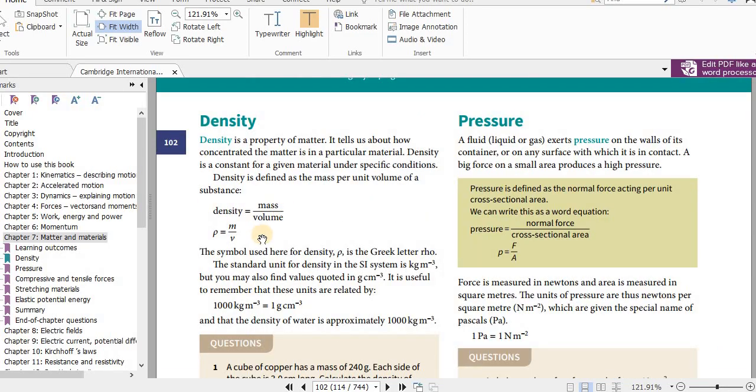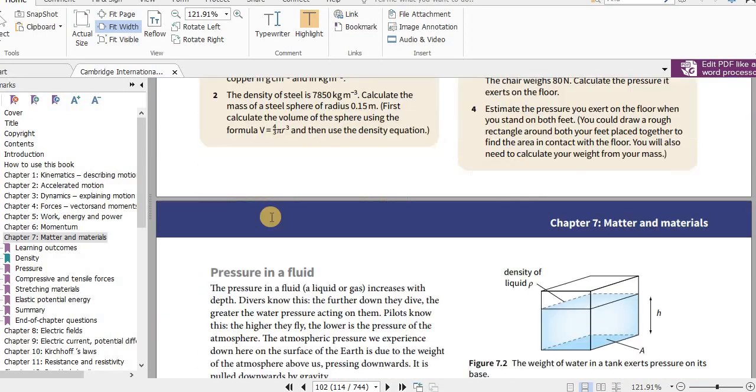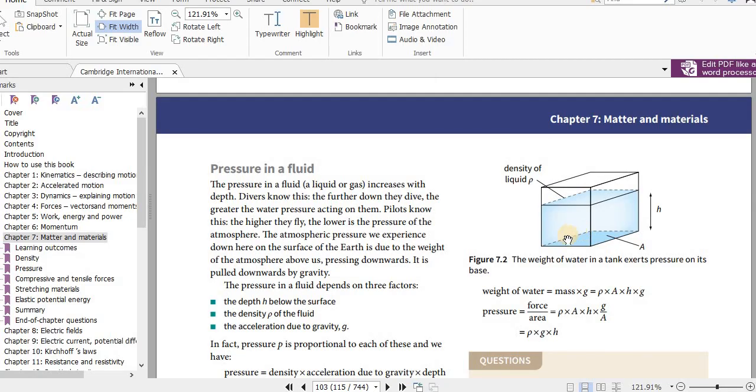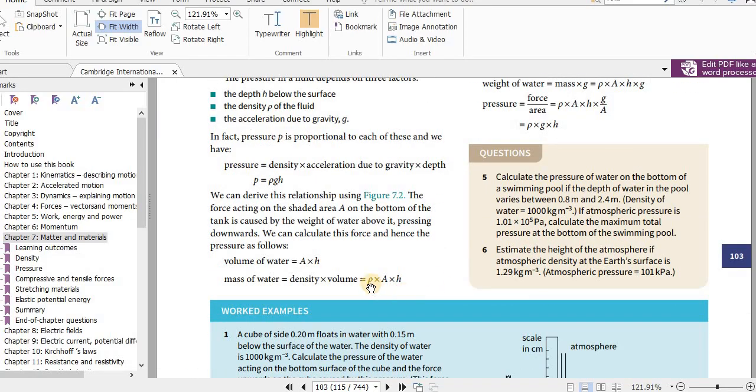Based on the equation for density, mass is density times volume. So the mass of water is density of the water times the volume of water. And previously for this volume of water it's A times H. So mass of water is density times the volume. Volume of water is A times H. So we have rho AH.